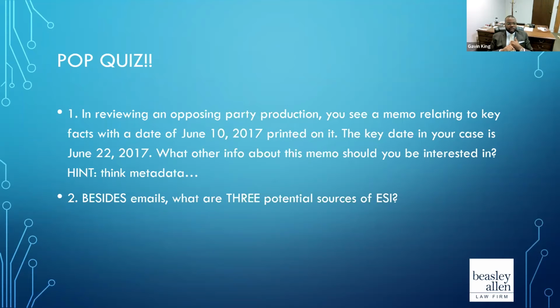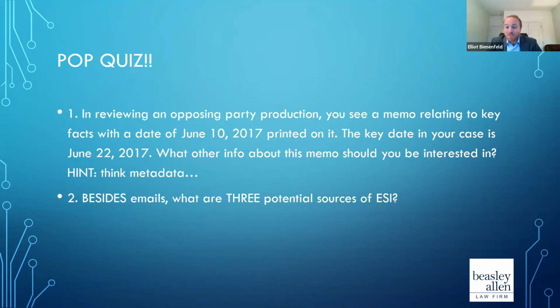You're reviewing opposing party production. You see a memo relating to key facts with a date of June 10th, 2017. Printed on it, the key date in your case is June 22nd, 2017. What other info about this memo should you be interested in? And the hint there is think metadata. So I'm not going to make you all raise your hands. Just be thinking about, we spoke about metadata. What other things might you want to know about that document from June 10th?